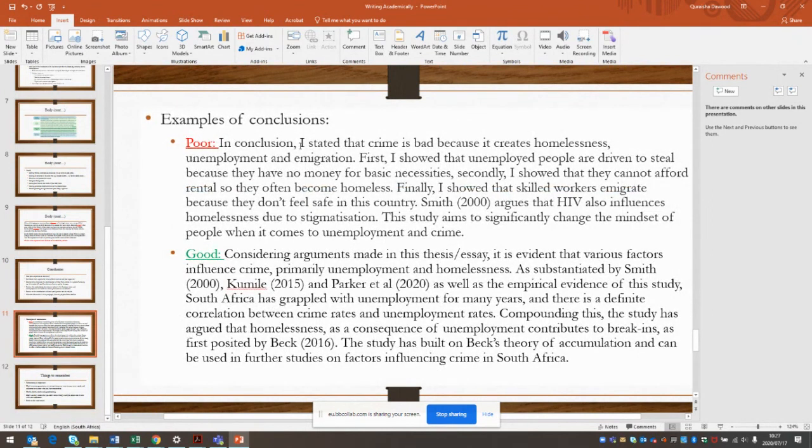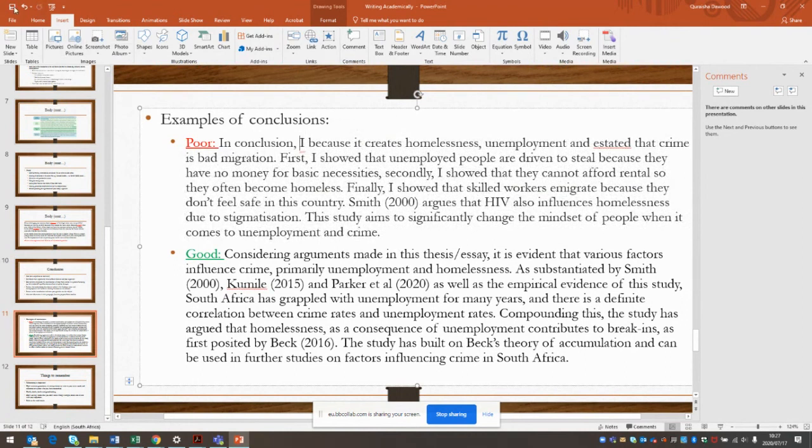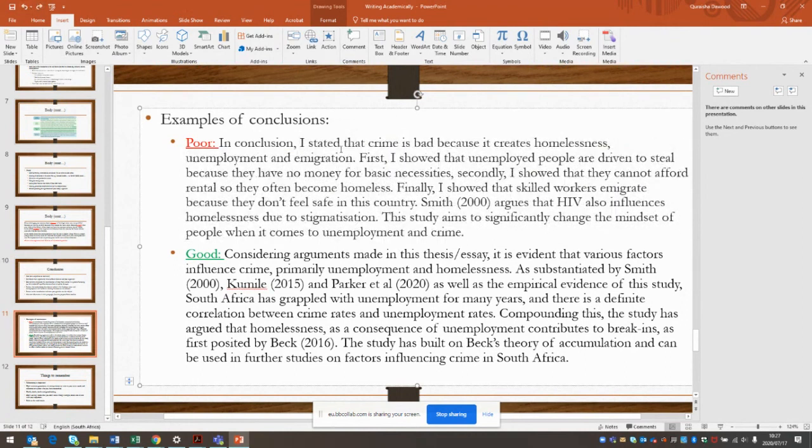This is a poor conclusion that I've written. Okay, I've said "In conclusion, I stated that crime is bad." Okay, that is terrible because you're speaking directly. Some authors might be okay with speaking directly, but you'd rather say "the paper has shown that crime does impact negatively on the South African economy."